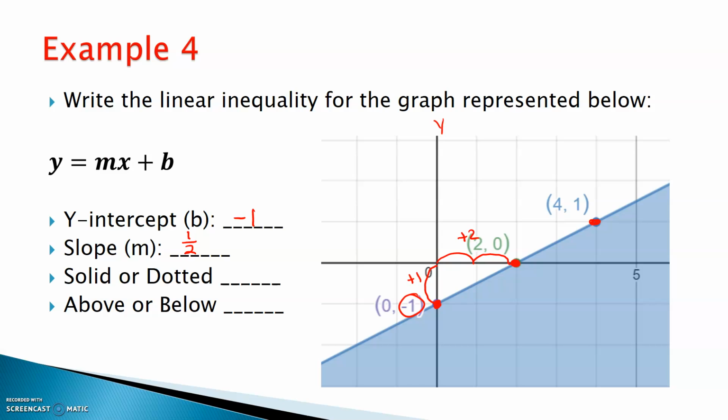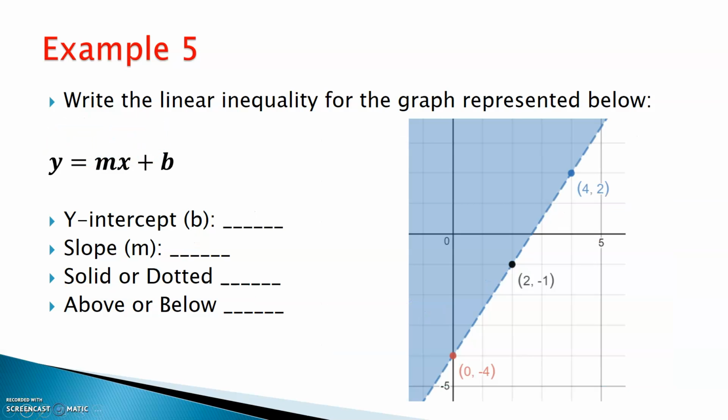Okay, now it's a solid line, so I know it's going to have that little equal to piece at the bottom when I write it. And they shaded below. So below means less than. Again, the smaller side should be facing the y. So when I put these guys together, it should say less than or equal to. Let me carry up the y. What was my slope? 1 over 2. Don't forget your x. And what was my y-intercept? Negative 1.